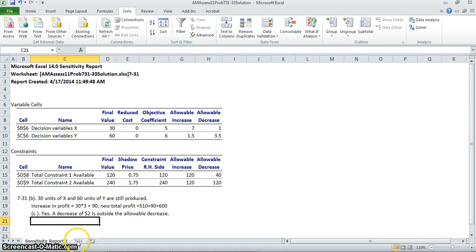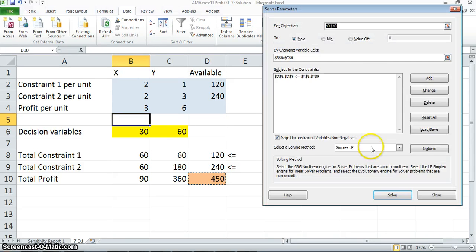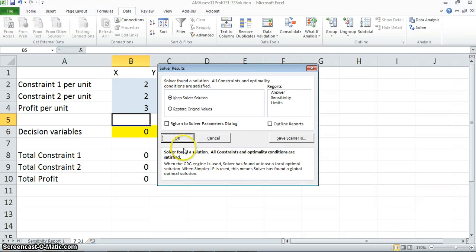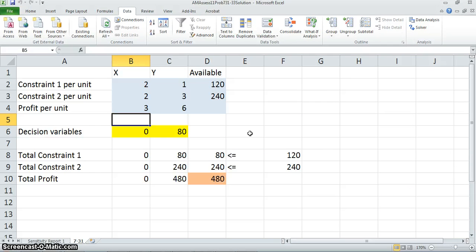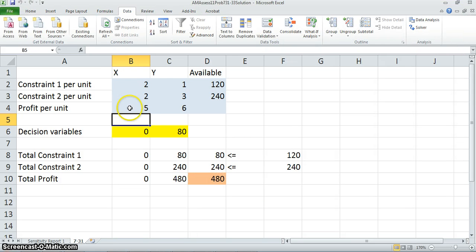Let's try this in the model. Change the profit per unit of x to 3. And we can see, in fact, that all of the production shifts to y in this case because x has become much less profitable. So we see that what happened is all production shifted to y, and the total profit is only $4.80.